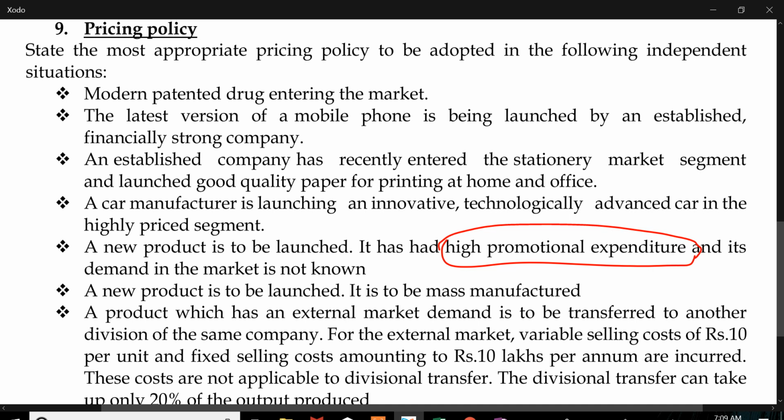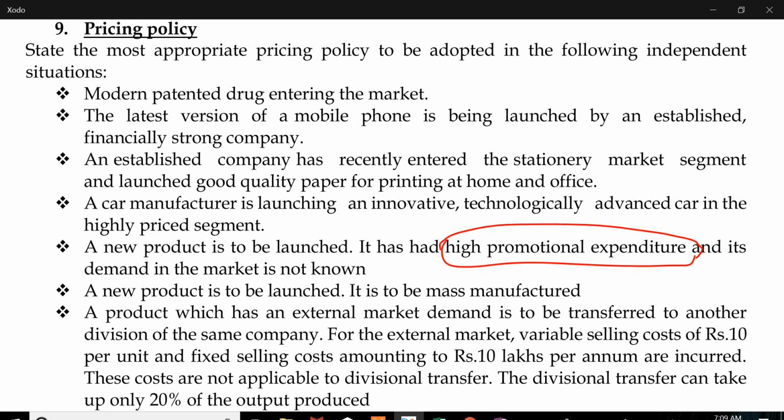skimming strategy. Why do you start with very high prices? Initially you incur high advertisement cost, so high price. Later on you incur less advertisement cost, less price. So that is the reason why skimming starts with a very high price. Looks to be skimming. New product is to be launched, mass manufactured.